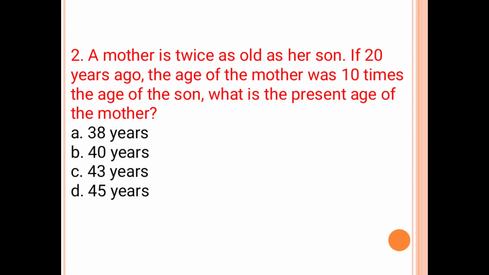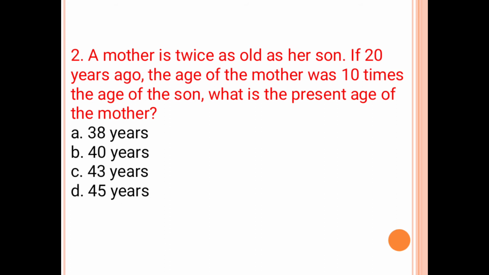Now if you add 20 to both sides, we can get the current age of the mother and son. So the mother's age is 25 plus 20, 45, and the son's age is 20 plus 2.5, 22.5. If you double the son's age, it is equal to the mother's age. So 22.5 plus 22.5 is equal to 45. So we get the correct answer, that the mother is twice as old as her son.